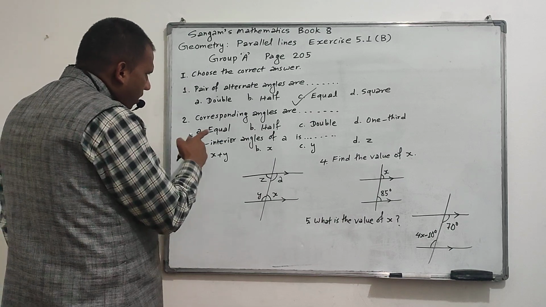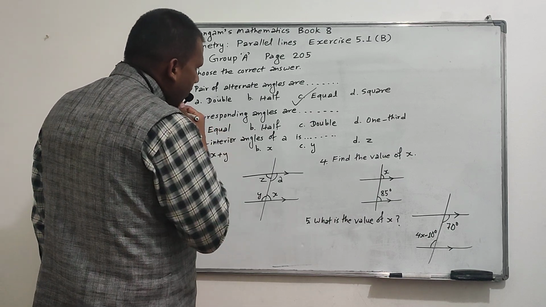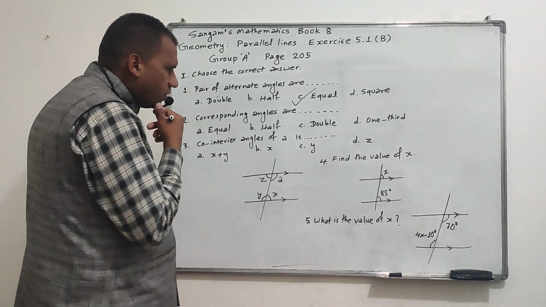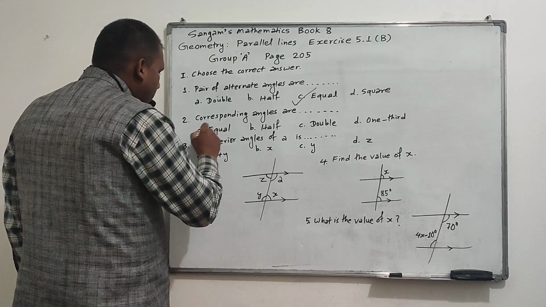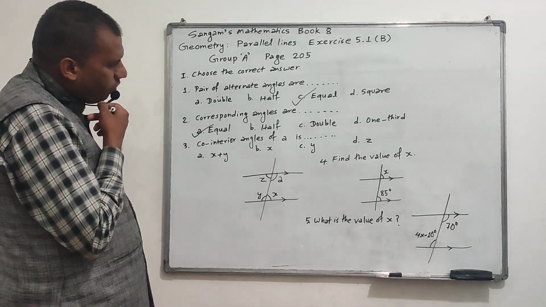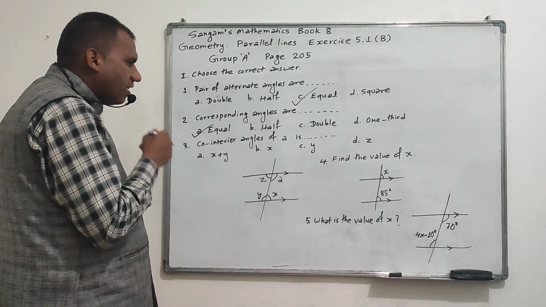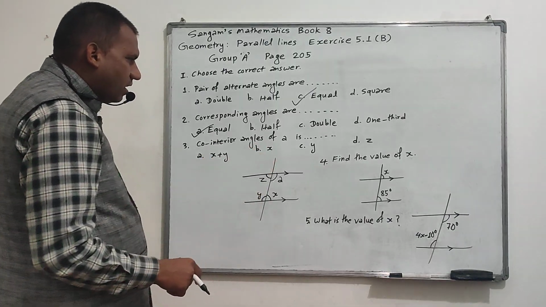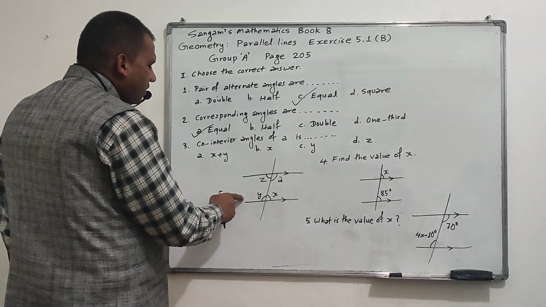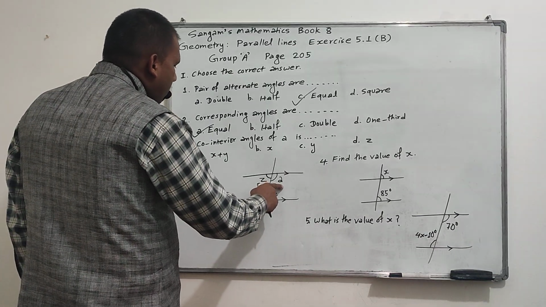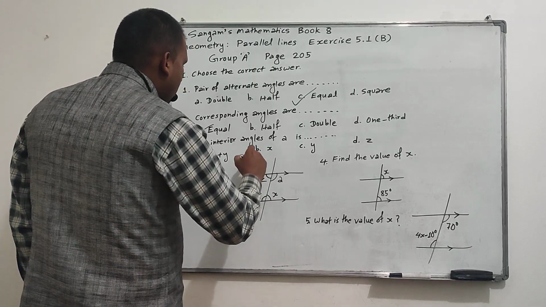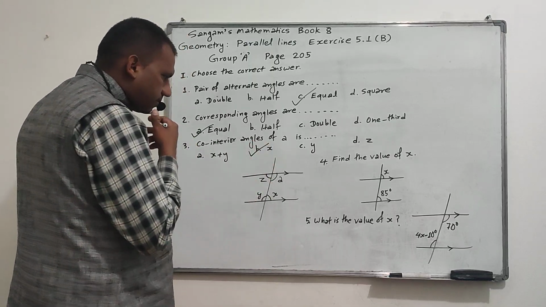Number 2, corresponding angles are ... We know that corresponding angles are also equal, so option A is the correct answer. Now question number 3, co-interior angles of A is ... Look at this figure. This is angle A. Its co-interior angle is x. So option B is the correct answer.